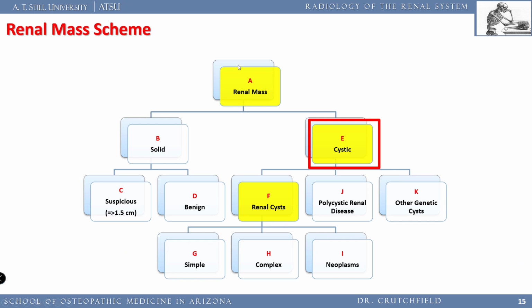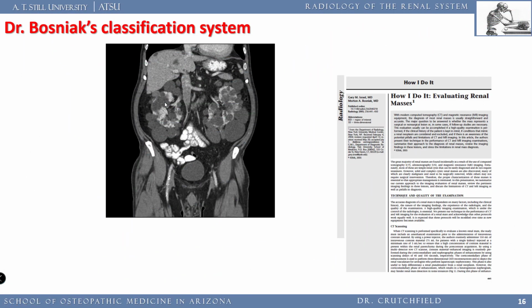So again, what we need to look at first, when we're looking at our renal mass, is whether it's solid or cystic. And then from there, we can work our way down the scheme to see what we've got. There is a nice paper here, the original paper. If you see it, right there is a guy's name, Morton Bosniak. His name is only second on the paper, so I don't know why it's named after him. But we have Bosniak's classification.